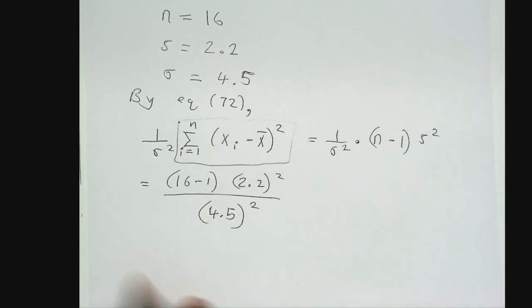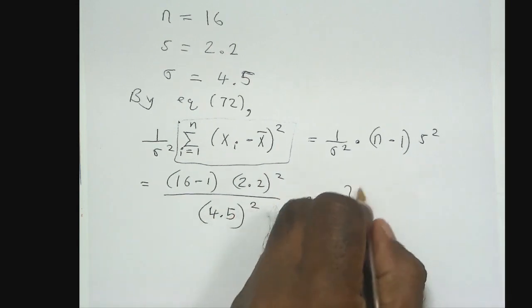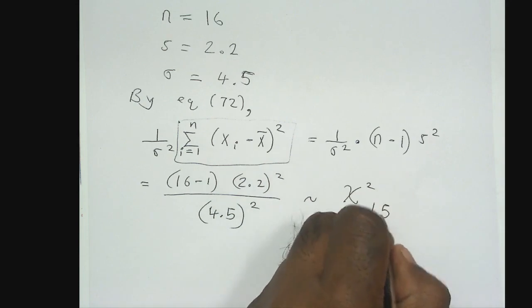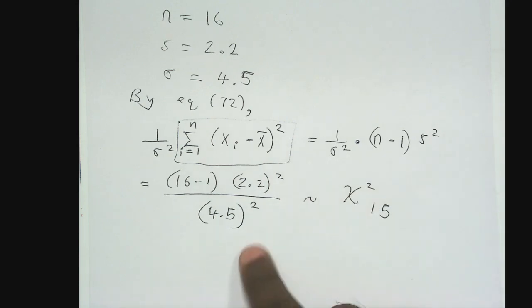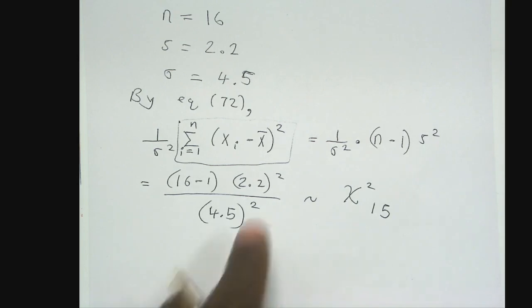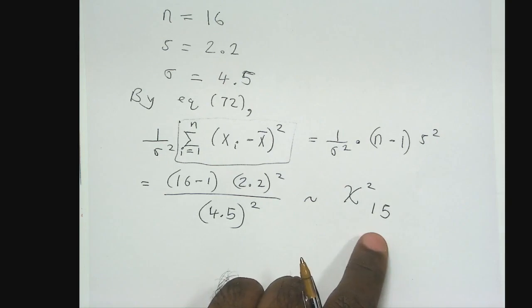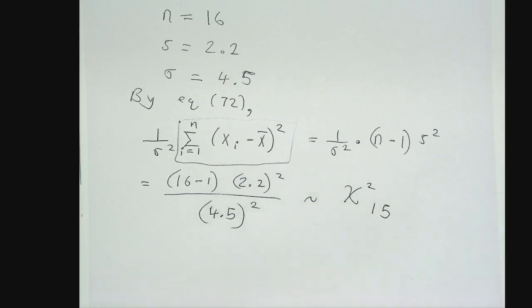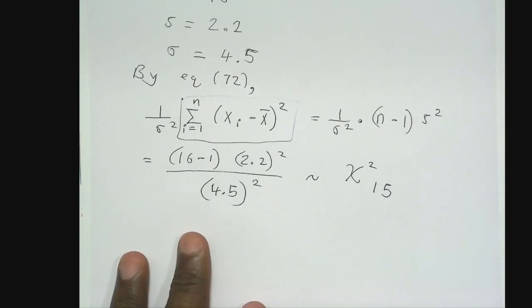Right? And this must have a chi-square distribution with this number, must, if the null hypothesis is true, that is, in other words, if sigma is equal to 4.5, this must have a chi-square distribution with 15 degrees of freedom. Okay, is that clear, guys?